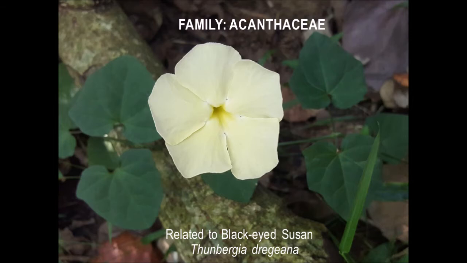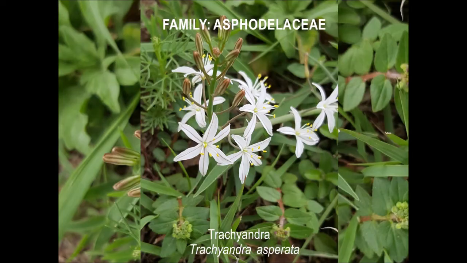The Acanthaceae again: this is one of the Thunbergia species, Thunbergia dregeana, related to the black-eyed Susans. Note that there are 2 different black-eyed Susan species. One is the Thunbergia, and the other one escapes me for the moment. From the Asphodelaceae, which is the aloe family, we have Trachyandra aspera. It has distinctive flowers with a dark nerve running through the center of the petals.